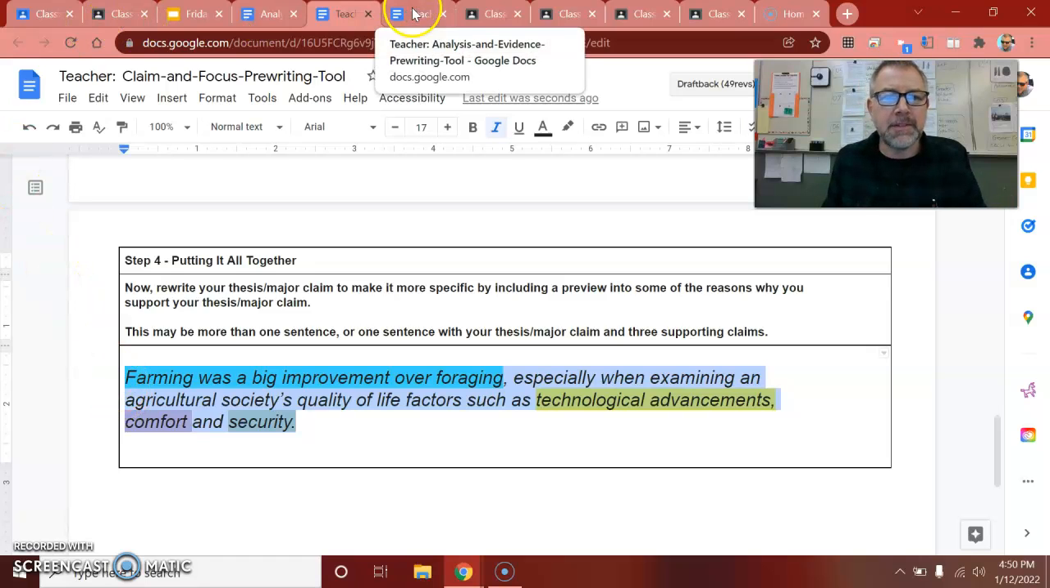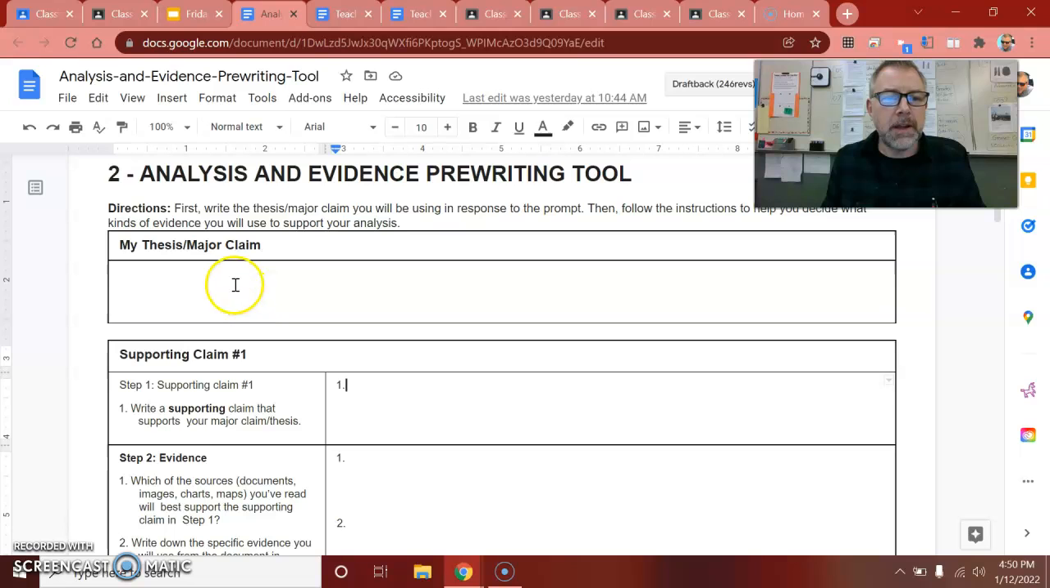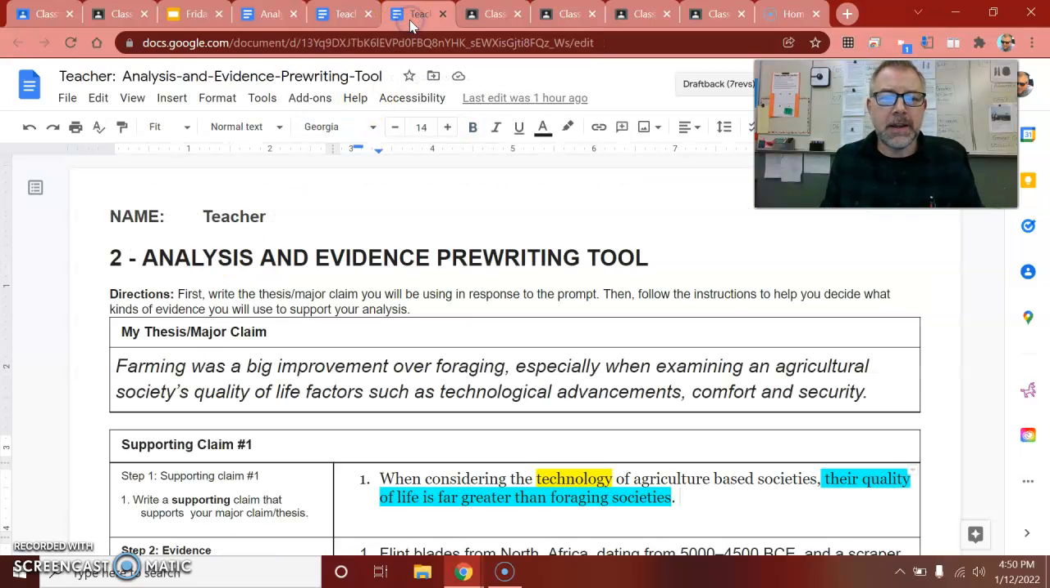And then I'm going to paste it right here. That's what I'd like you to do. I did that already in my teacher version of the analysis and evidence pre-writing tool.